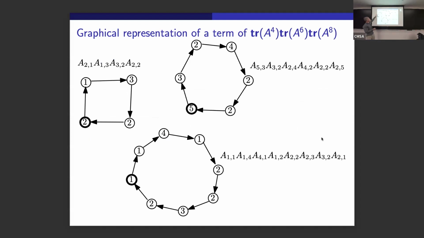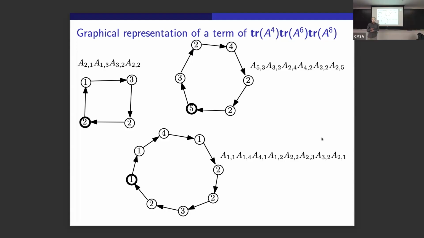So if I take a single term of this, like A_21, A_13, A_32, A_22, that term will be described by this picture. I'll draw in dark the starting place, the 2, this circle. So it's 2 to 1, 1 to 3, 3 to 2, 2 to 2. And then I have a term over here and a term over here. So when I want to compute the expected trace of all these things, I have to sum over all of the n to the 4th choices for this, times the n to the 6th choices for this, times the n to the 8th choices for this. Each one of those choices gives me something, and now I have to compute this expected product.